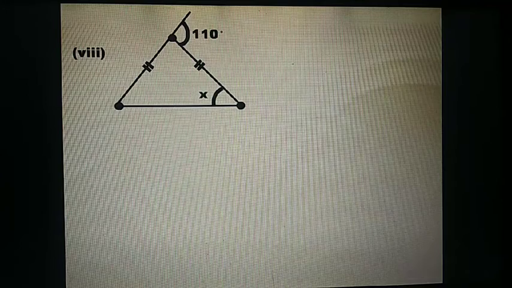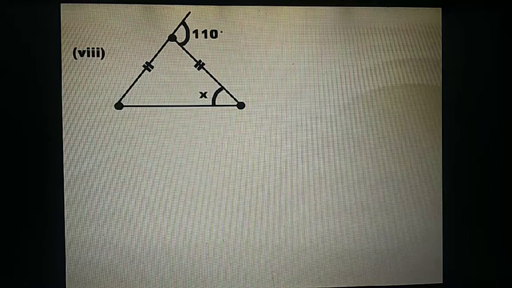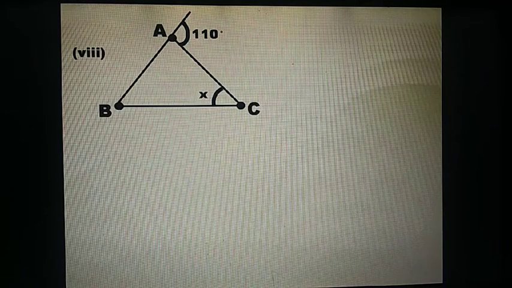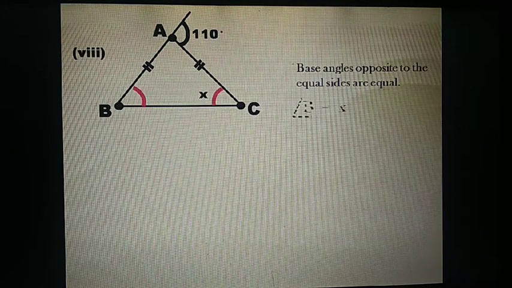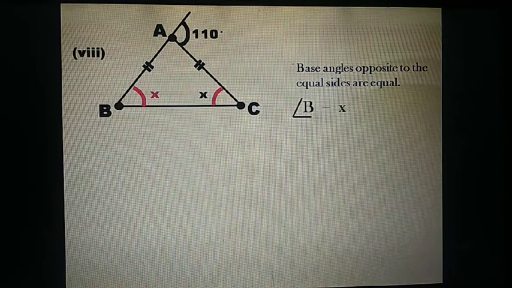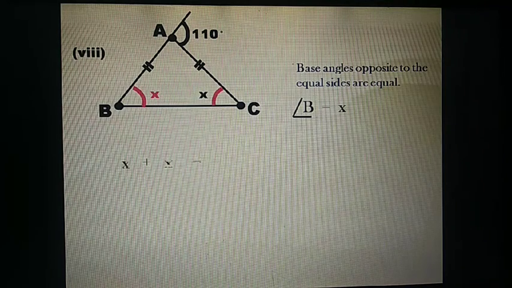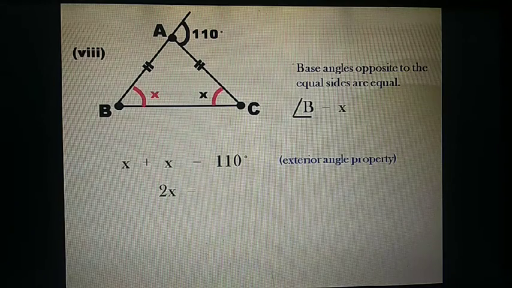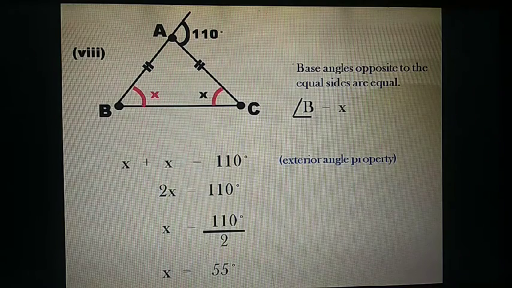Now here again 110 degrees is an exterior angle. Using first the isosceles property, here the base angles are angle B and angle C. So we can say angle B is also equal to x. Now here angle B and C are also interior opposite angles of the exterior angle. So we will use the exterior angle property here. Solving the two, you will get the value of x as 55 degrees.